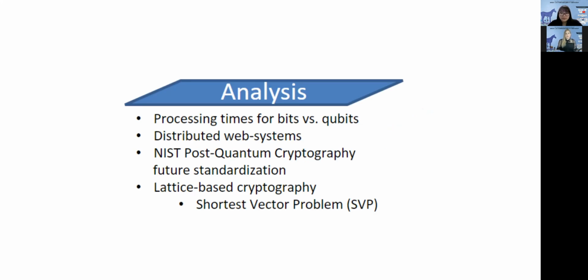So for a perspective of processing times for bits versus qubits, we'll use the RSA encryption algorithm as an example again. So for a 248-bit digital key with the RSA encryption, it would take a classical computer about 300 trillion years to crack. But with a quantum computer with 4099 qubits, it would take only about 10 seconds.